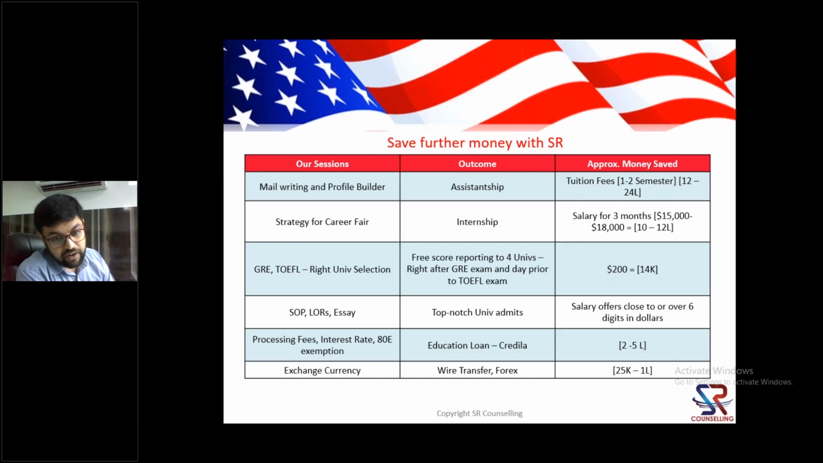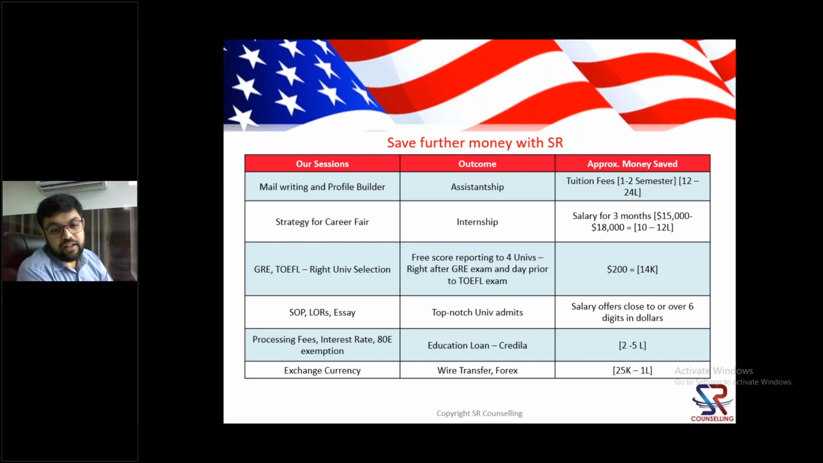Our SOPs and LORs get our students into Georgia Tech, Carnegie, Urbana-Champaign, Austin, etc. And if you get into the top branded schools in your program of choice, your salaries could be as high as 6-digit dollars. You can imagine how good that would be.